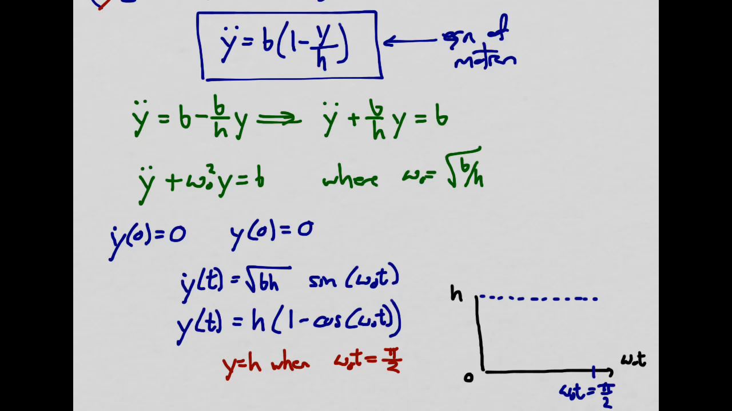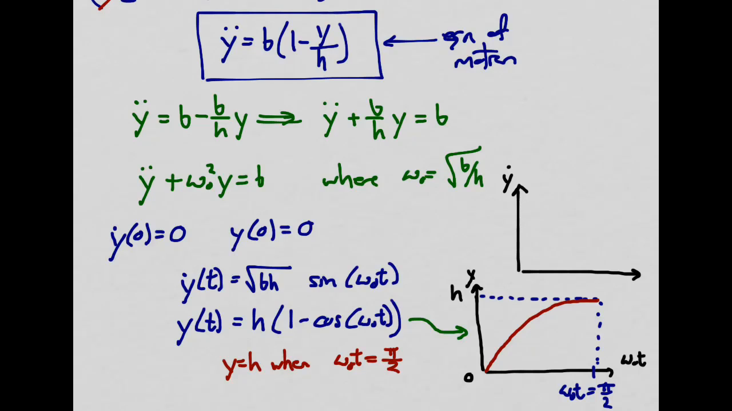And of course we can solve for time and say that on the time axis the height is going to be reached when time is equal to pi over 2 times omega. And so that profile looks like this, because it's a 1 minus cosine, in which we hit the apex of this function at this time.